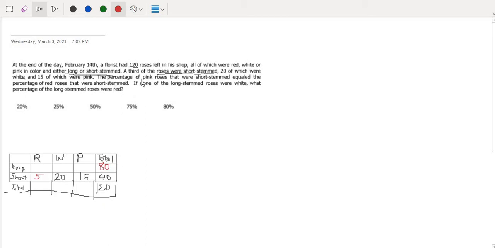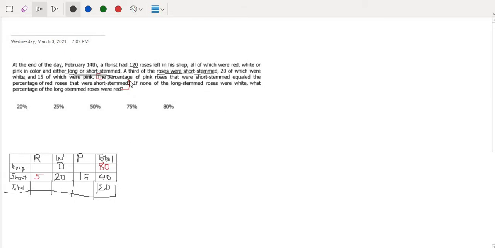Now they're saying the percentage of pink roses that were short stemmed is equal to the percentage of red roses that were short stemmed. Okay, I'll come back to it later. If none of the long stemmed roses were white, what does it mean? There are 0 long stemmed white roses.